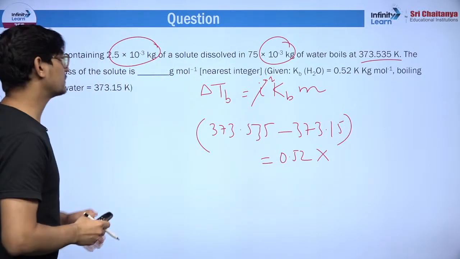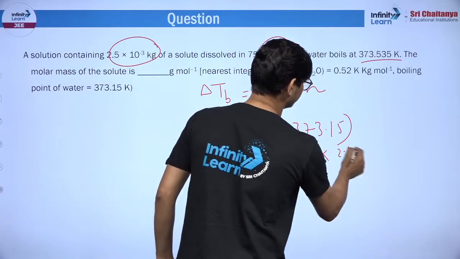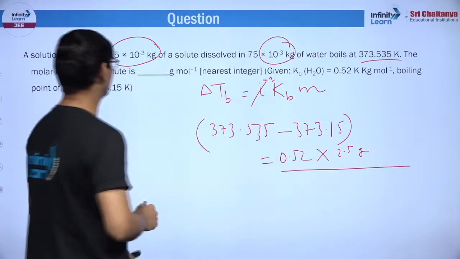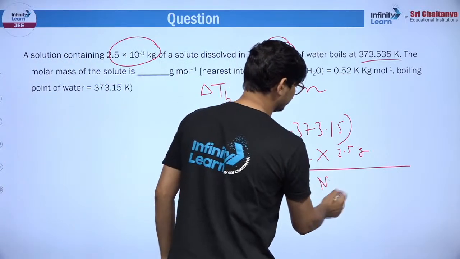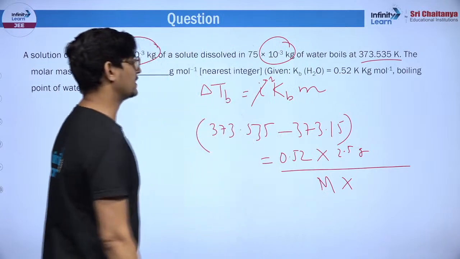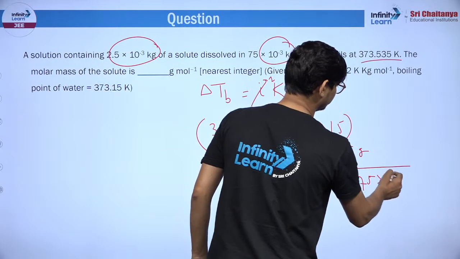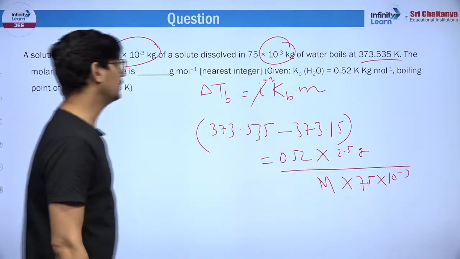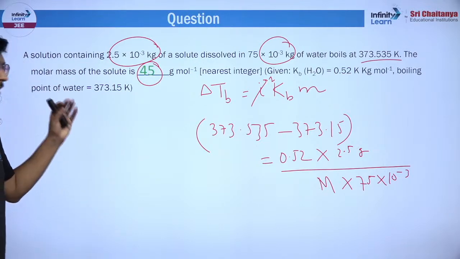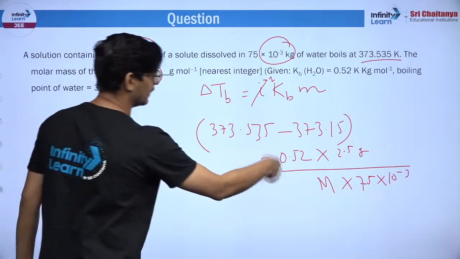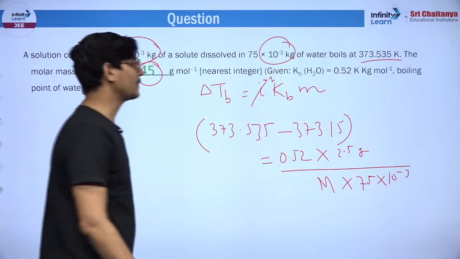Molality is moles of solute, which is 2.5 gram, I would say, right? 2.5 gram, because it's 10 to the minus 3 kilogram, divided by the molar mass, let's say M of the solute. Mass of the solvent is 75 into 10 to the minus 3. Okay, solve for M, you will find out the answer is 45 gram per mole, this will be our answer. Okay, calculate the molar mass from here by simple calculation, and you will get the correct answer.